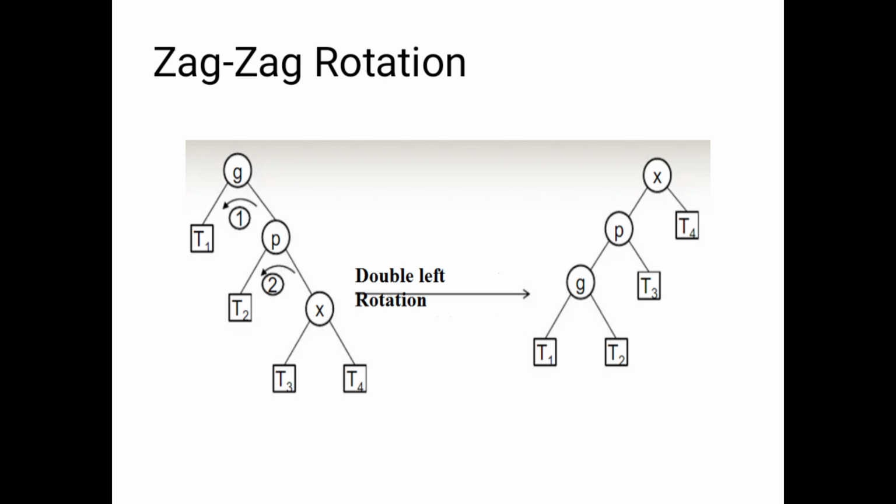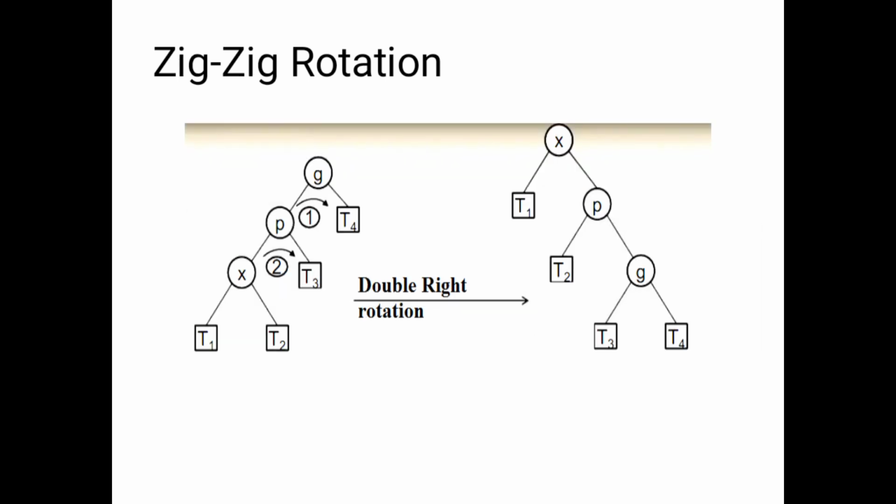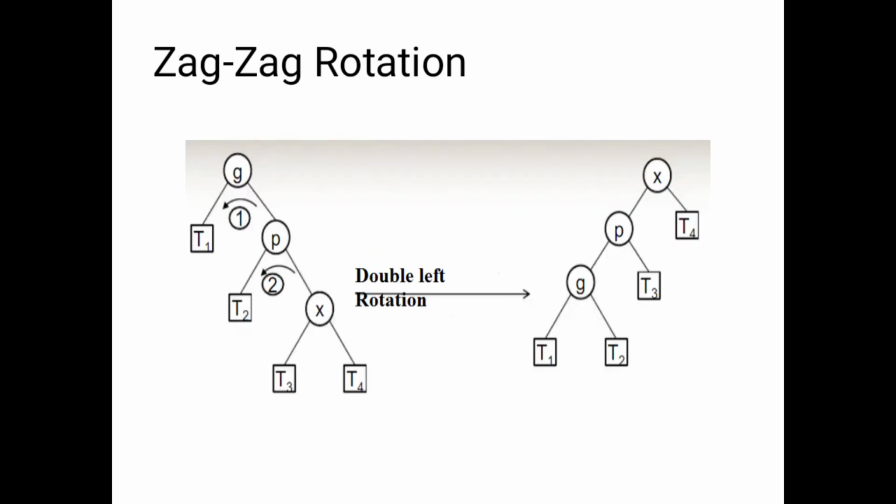Next we have to look at the zig-zag rotation. Here X has a parent and a grandparent. P is on the right side of the grandparent and X is on the right side of P. So we have to do the right rotation. In this way we do the right rotation. This zig-zig rotation means right rotation. Here the zig-zag rotation means double left rotations.